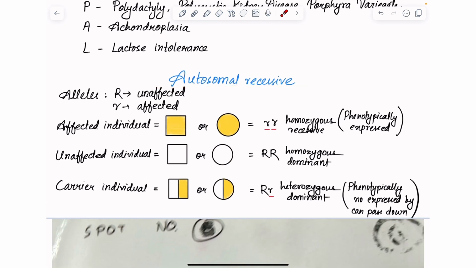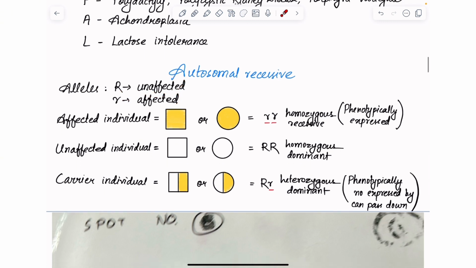Next, autosomal recessive. Here you have two alleles. Again, capital R, small r. Capital R is unaffected because it is dominant. Small r is affected because it is recessive. An affected individual contains both small r, or homozygous recessive. An unaffected individual contains both capital R, or homozygous dominant. A carrier individual contains one capital R and another small r. That is one dominant allele, another recessive allele.